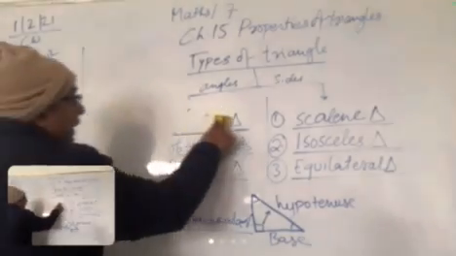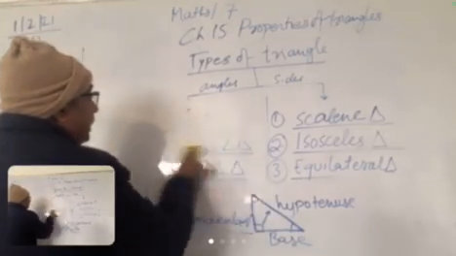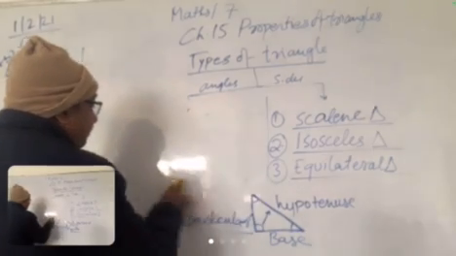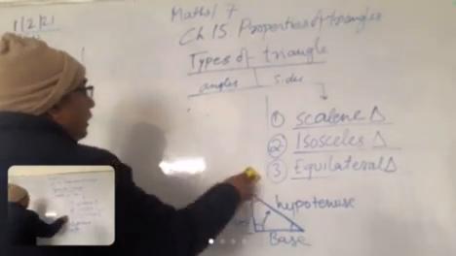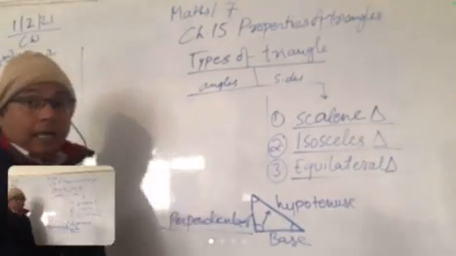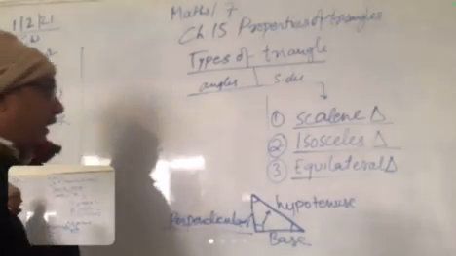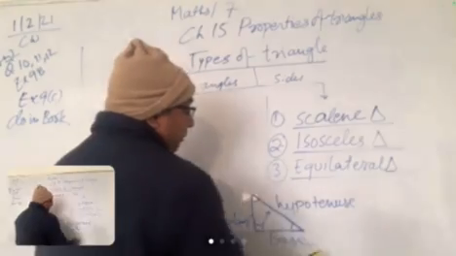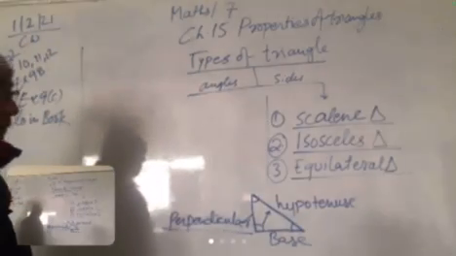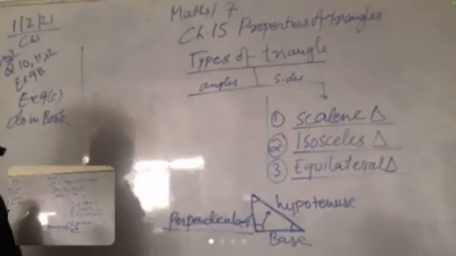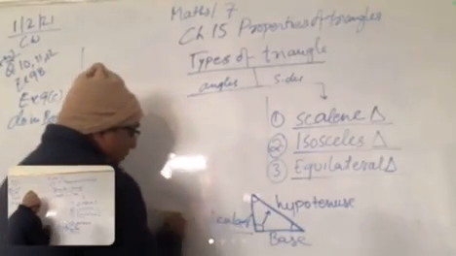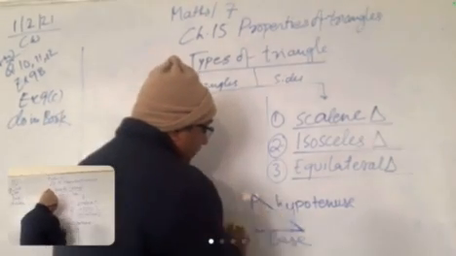Now is the acute angle triangle, obtuse angle triangle and right angle triangle clear to everyone or not? If anyone has any doubt, please ask. And please draw this figure and write down which one is the hypotenuse, which one is the base, and which one is the perpendicular. Can I rub now?